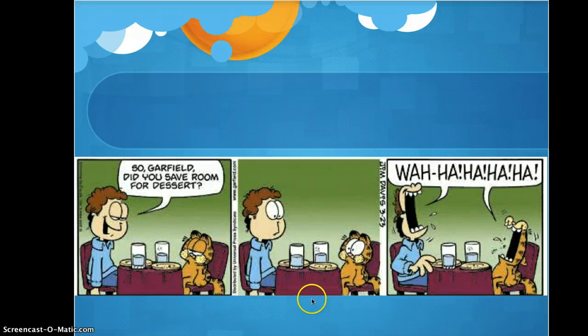Even if I'm full, I'll still eat dessert. Not all the times, but sometimes on special occasions. And this looks kind of like a special occasion. So I think, of course, they saved room for dessert.